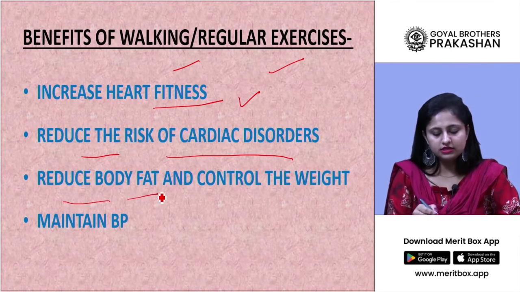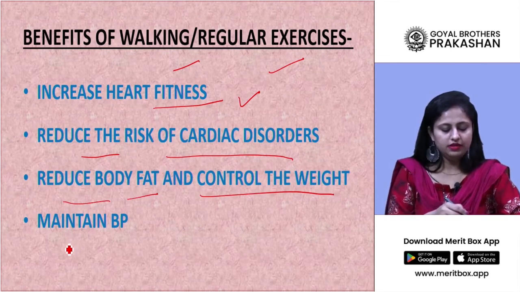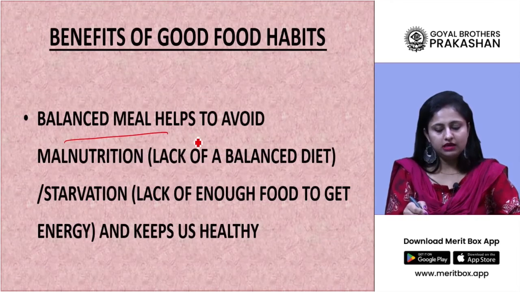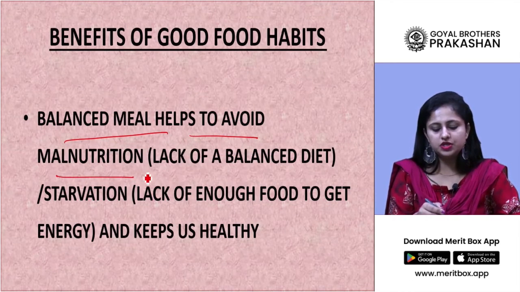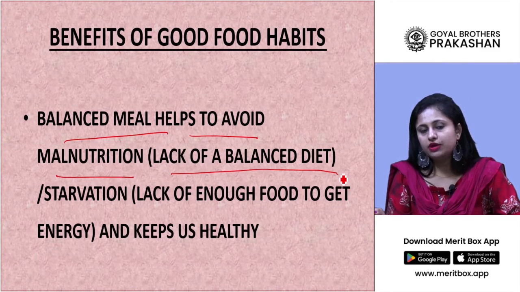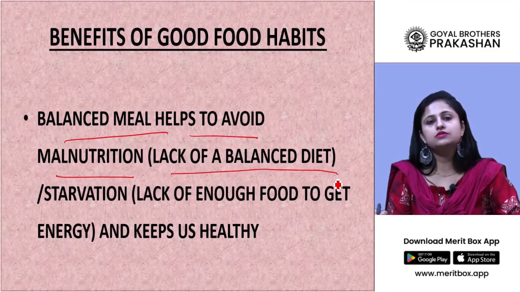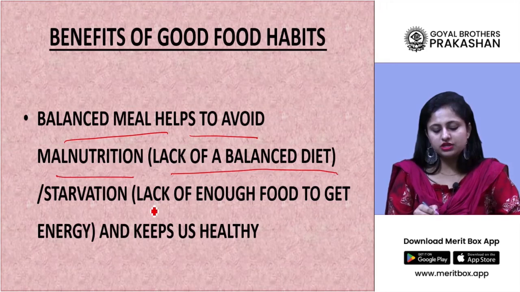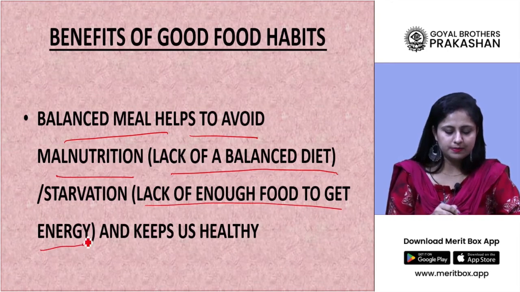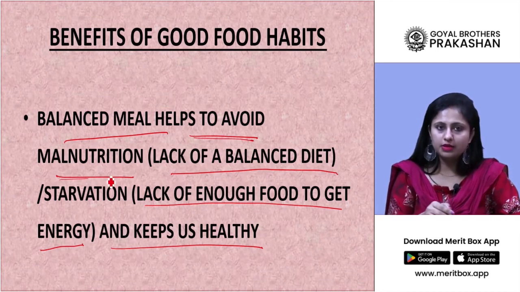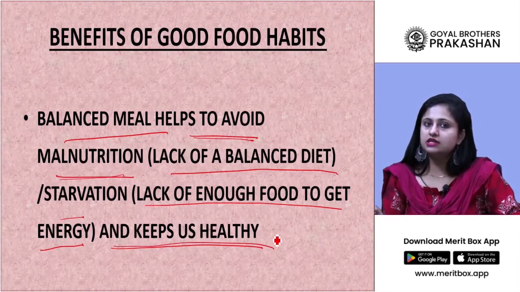They reduce body fat and control weight. They maintain blood pressure also. Benefits of good food habits: a balanced meal helps to avoid malnutrition. Malnutrition is the lack of a balanced diet. A balanced diet is a type of diet in which all types of food components are present, for example, carbohydrates, proteins, fats, minerals, vitamins, etc. Starvation is the lack of enough food to get energy and keep us healthy. I am reading it out again: a balanced meal helps to avoid malnutrition or starvation and keeps us healthy.